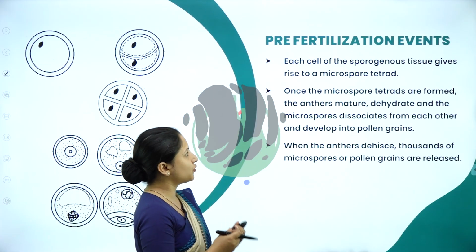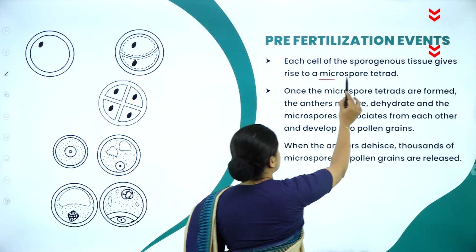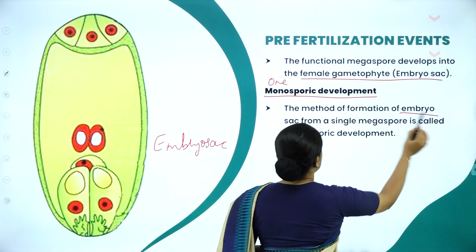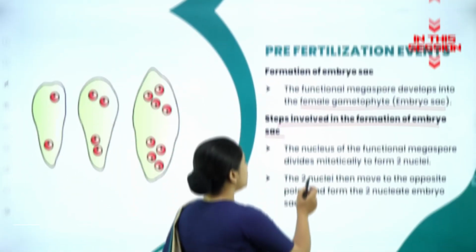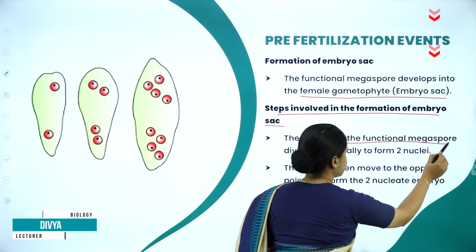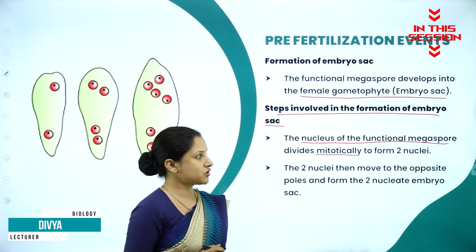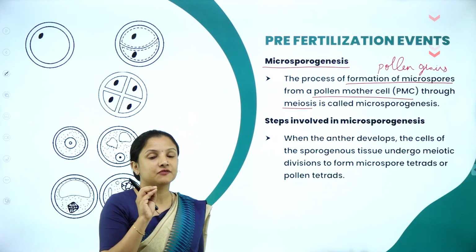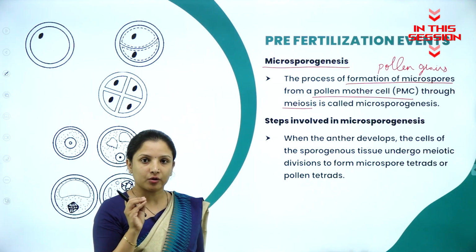Each cell of the sporogenous tissue that is there, it will form what? Microspore tetrads. The formation of embryo sac from a single megaspore is called as monosporic development. Nucleus of the functional megaspore, again that will undergo what? Mitotic division to form two nuclei. Microsporogenesis is nothing but the formation of the pollen grains from the pollen mother cell by reduction division or by meiosis.